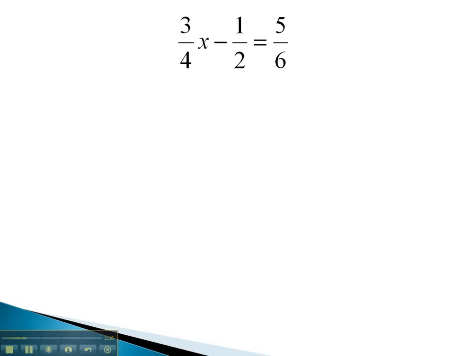In this problem, you'll notice we have denominators 4, 2, and 6. The least common denominator of those three numbers is 12. So we will multiply each fraction by 12, each term by 12. As we do, those 12s will reduce with each of those denominators. 12 over 4 reduces to 3. 12 over 2 reduces to 6. And 12 over 6 reduces to 2.